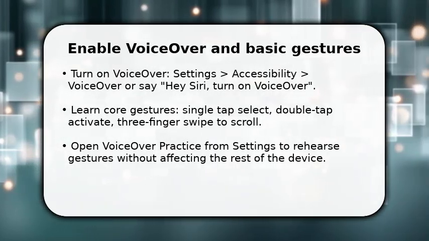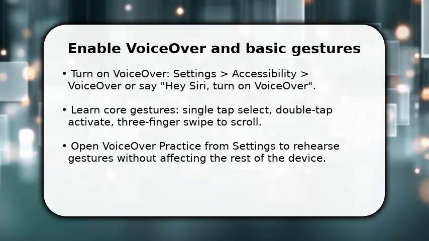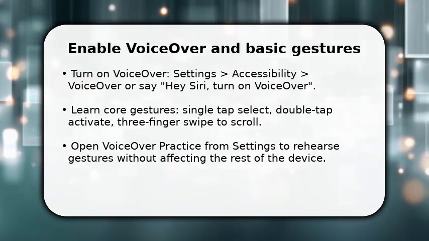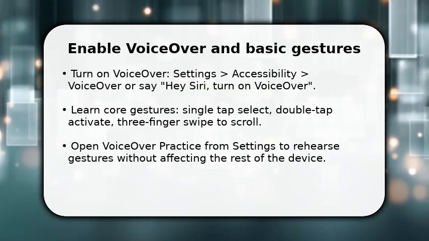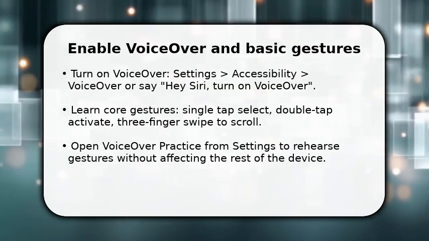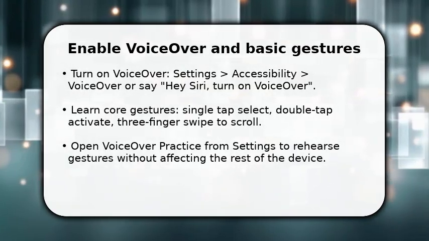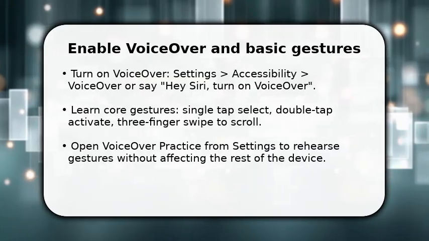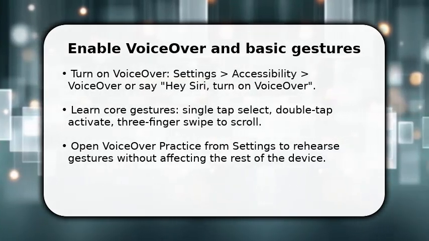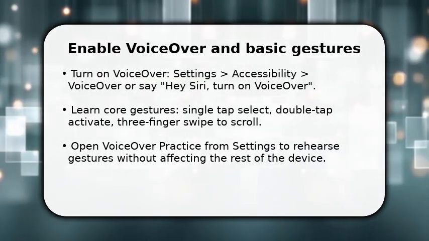Once enabled, use a single tap to hear an item, a double tap to activate it, and 3 fingers to scroll pages. Make sure to open VoiceOver Practice in the VoiceOver menu and spend a few minutes there. Practicing these actions now prevents accidental taps while you learn more advanced navigation.